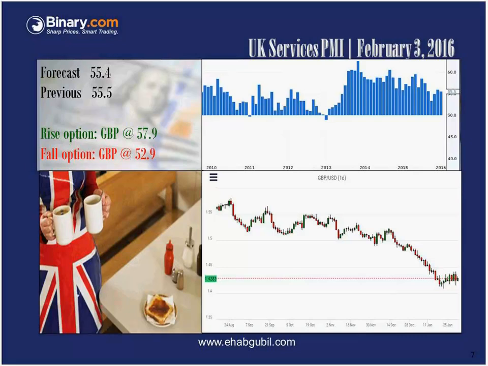So in brief, we will make a call option on the pound at 58 or higher if we get this as the actual release, and we will make a put option if we get 53 or 52.9 as it's written on this screen.